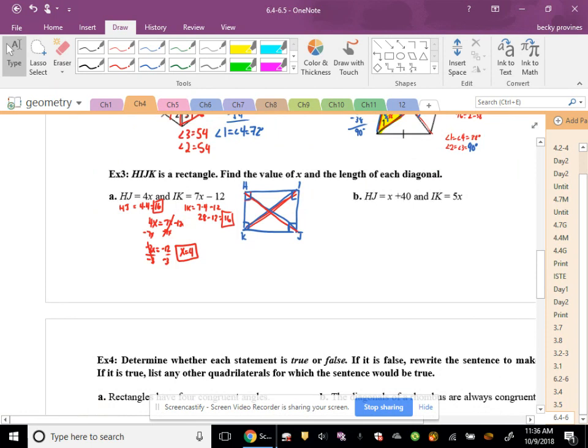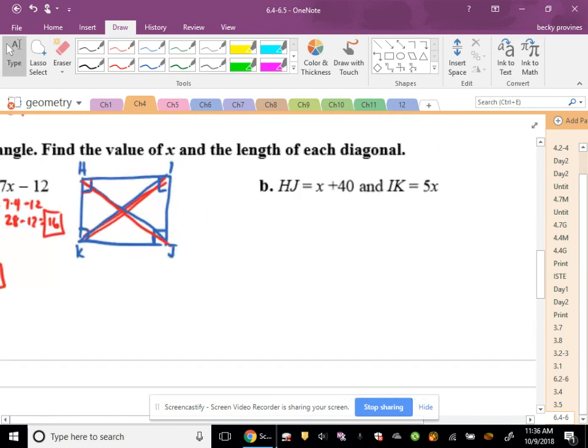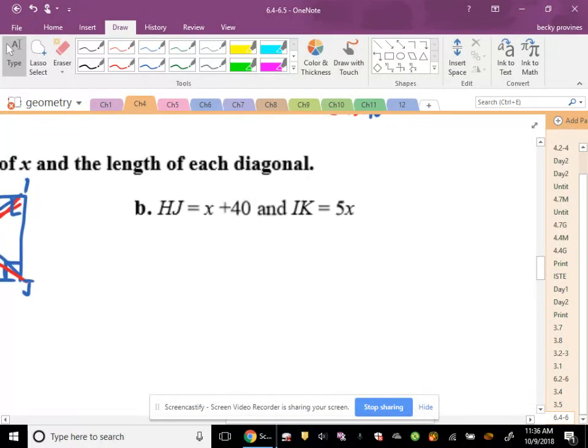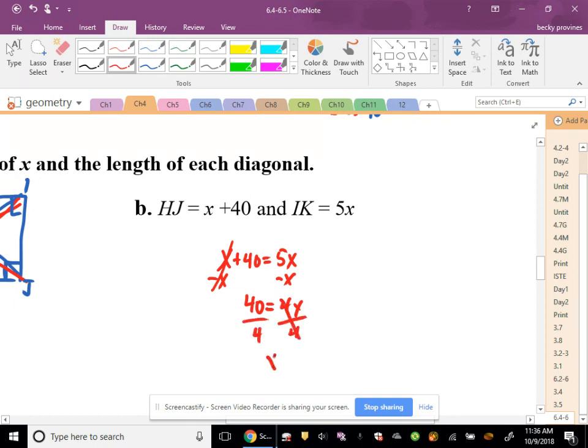Okay, for the next one, it looks like we have the same diagonals, but they provided us with new side lengths. So to solve this, again, we're just going to set them equal. And then let's do some algebra. Take the x over, divide by 4. So x is 10.